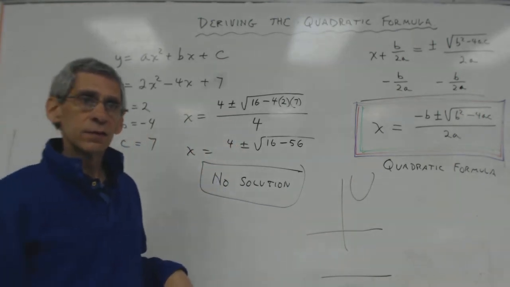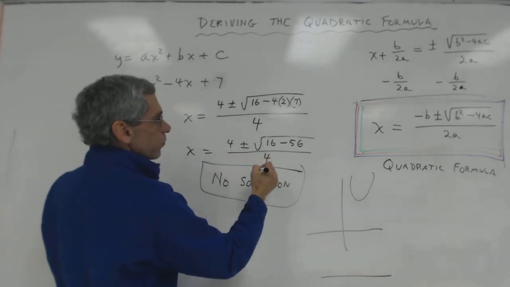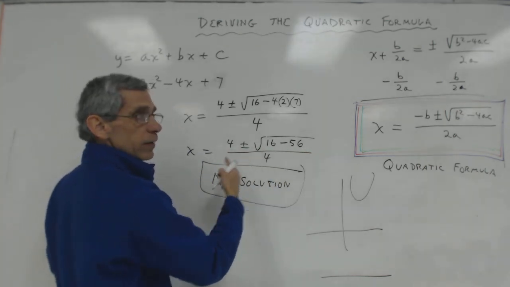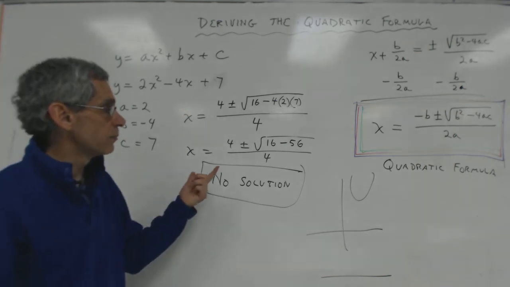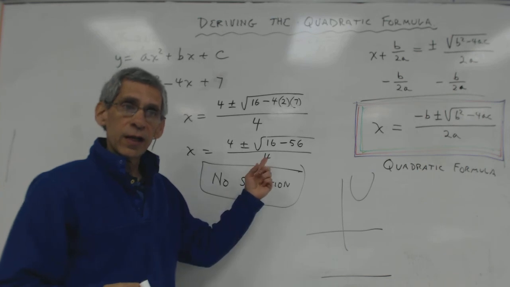Wait, so Gary, I don't even have to go further. I could put my 4 here, but I know that's going to be 16 minus 56 is negative something. Negative 40, right? You see what I'm saying?